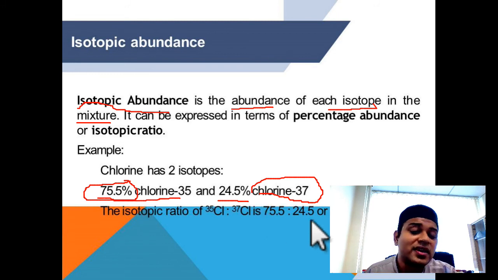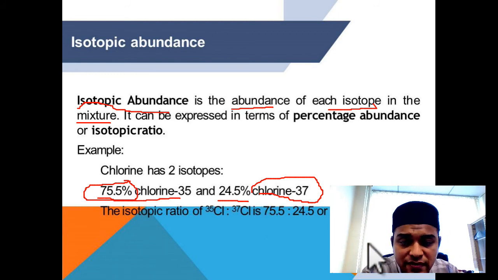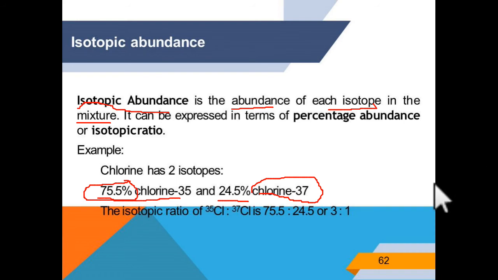Therefore, we can say the ratio of 35 and 37 can be represented like this. We have isotope 35, we have isotope 37. Therefore, the ratio is 75.5 and 24.5. Guys, keep in mind that these are percentages, so when you add them, they must equal 100%. And we can simply convert this into a ratio of 3:1. So next slide, I'm going to teach you how to calculate the average isotopic abundance mass.